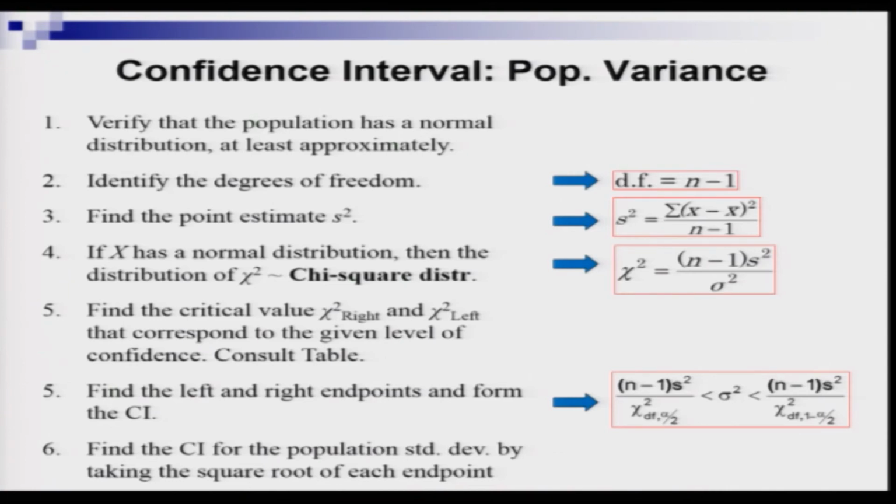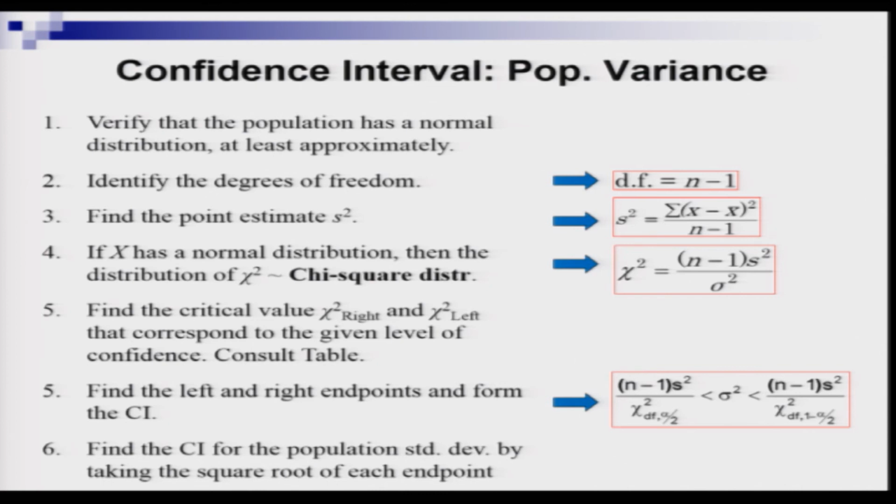As I told you, we are going to make use of the chi-square distribution here. So, it is very important to check whether the population has a normal distribution, or at least approximately, that the relative frequency curve is tending towards the normal curve. Once that is verified, you have to identify the degrees of freedom. That is simple: you subtract 1 from the sample size, and that is your DF. Then you have to find the point estimate, the sample variance, and we all know how to do it. It is not new to us.